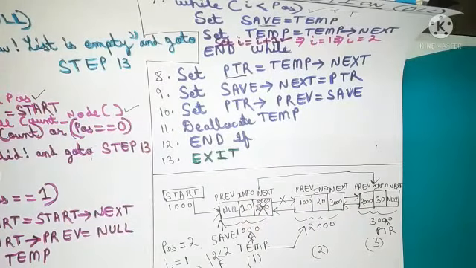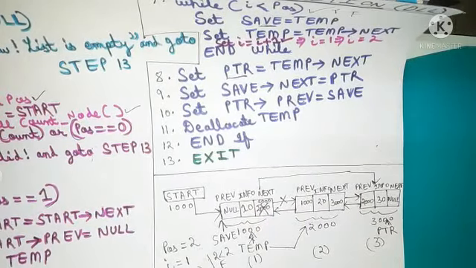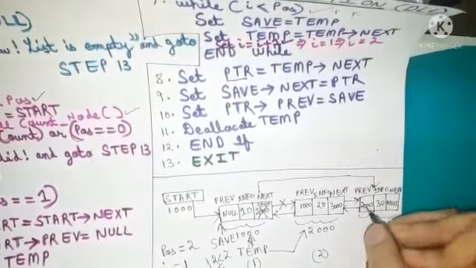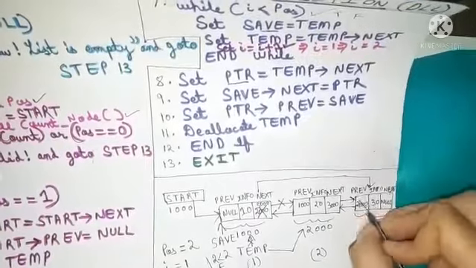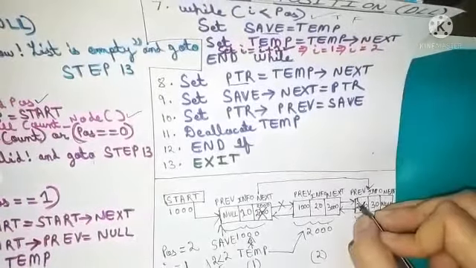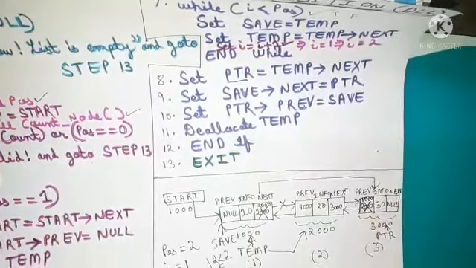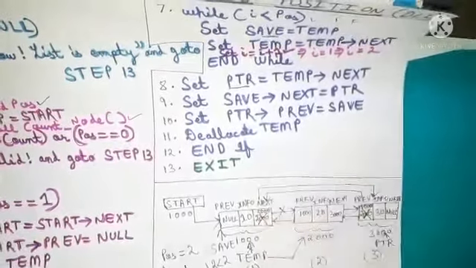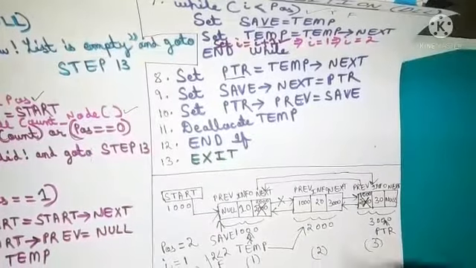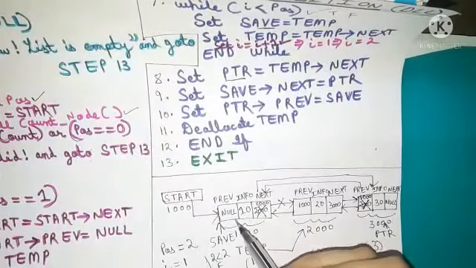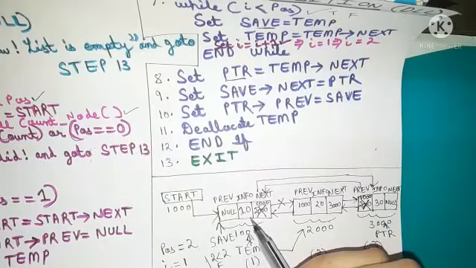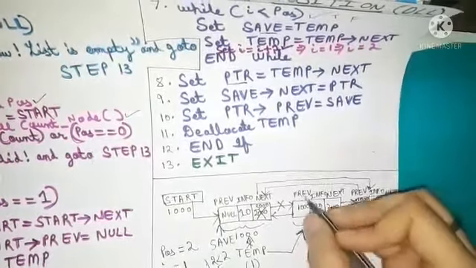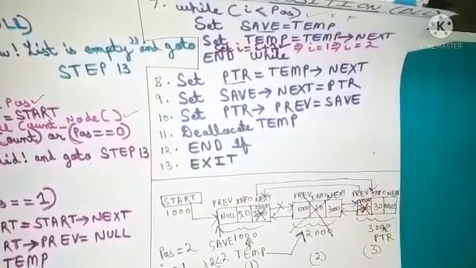Then we will set ptr pref is equal to save. Here ptr pref is pointing to temp, but after this statement ptr pref is equal to save, it will store the address 1000 and it will point back to the node whose address is 1000. And after that deallocate temp. So this particular temp will be deleted.